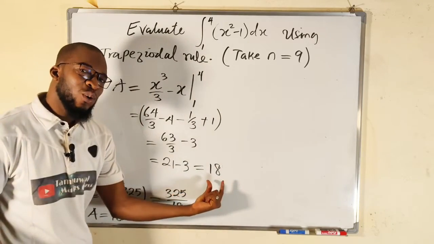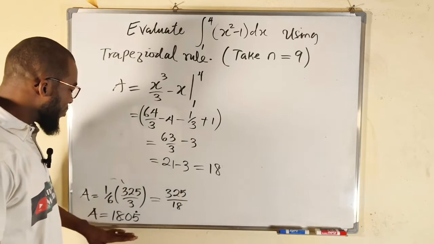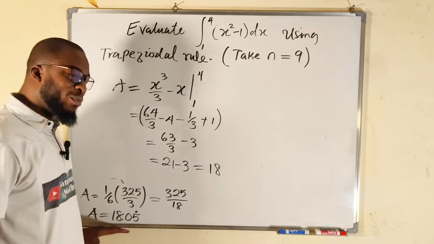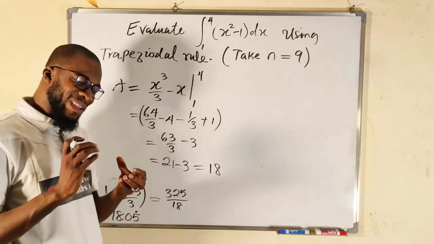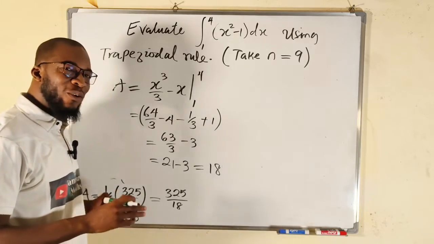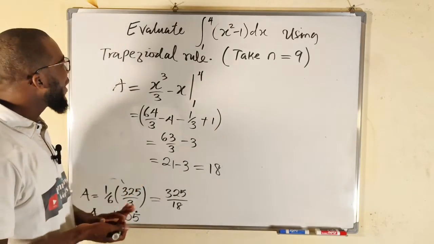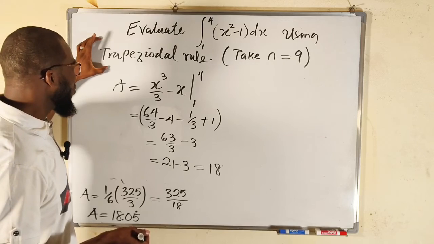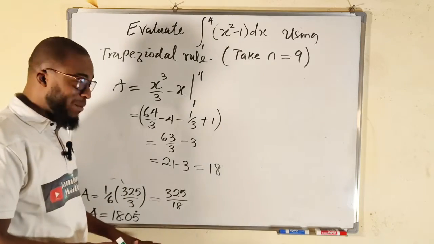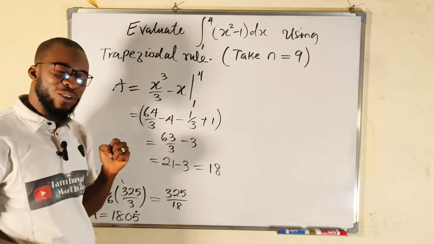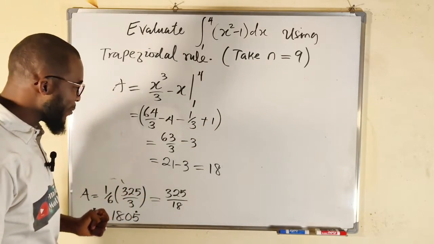So you can see that the actual area is 18, but the approximated area is 18.05. So 0.05 is added, meaning this is an overestimated area. Therefore, we can say that trapezoidal rule has played a great role here because we are able to obtain an area which is very close to the actual area.